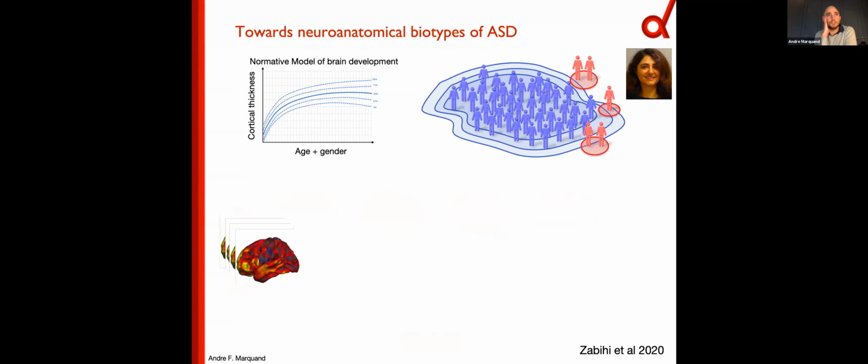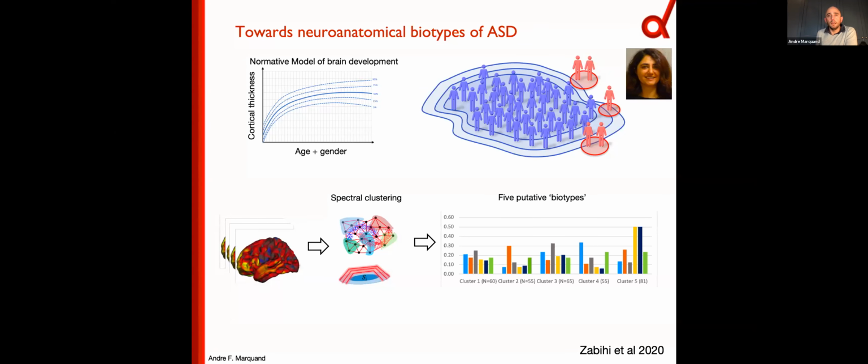Mariam took these images and fed them into a spectral clustering algorithm, which is quite well suited to high dimensional clustering problems. She derived a set of clusters. I'm putting biotypes in inverted commas here because I don't think we've really demonstrated that the clusters are distinct or that they really exist in nature, but they're quite a useful mechanism to understand the heterogeneity that we see in the data. So please bear that in mind.